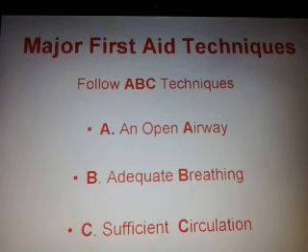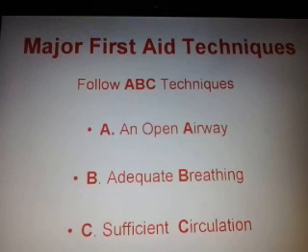By A we mean that we have to open the airway of the casualty, and by B we mean that we have to quickly provide adequate breathing for the casualty, and C means that the casualty continues to have his circulation, meaning blood circulation.